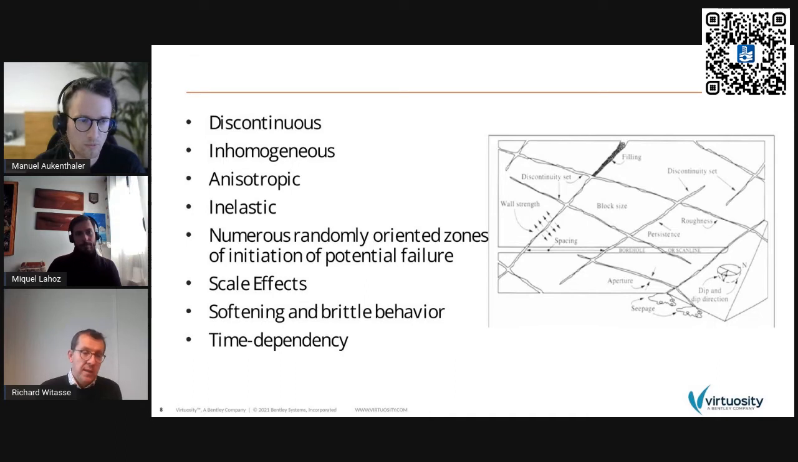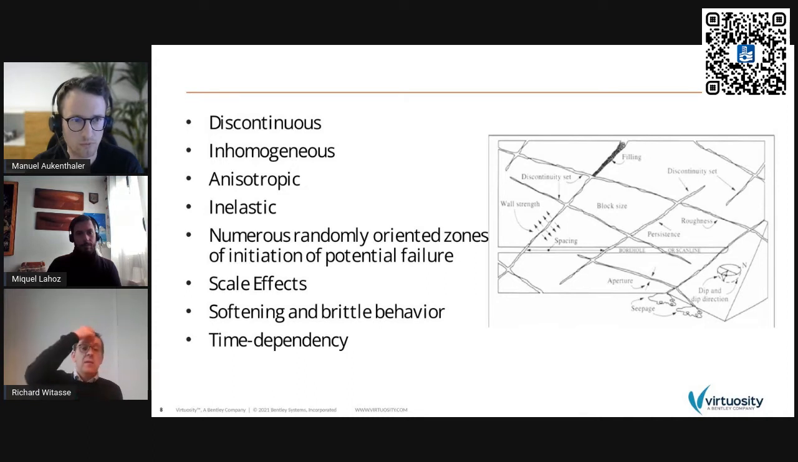Scale effects, I guess Miguel covered this aspect quite well in the previous slide. So this is something that needs to be properly accounted for. And if some laboratory test data are available regarding rock strength, consideration should be made on scale effect, and consideration of strength property for the rock mass might be lower to some extent to take scale effect into consideration.